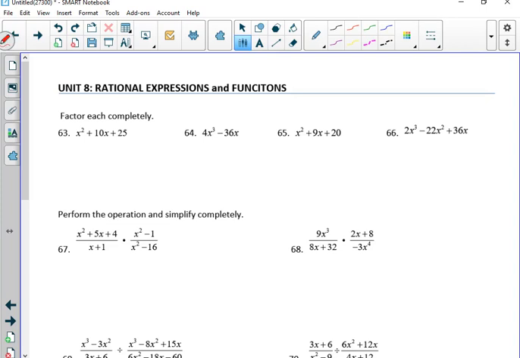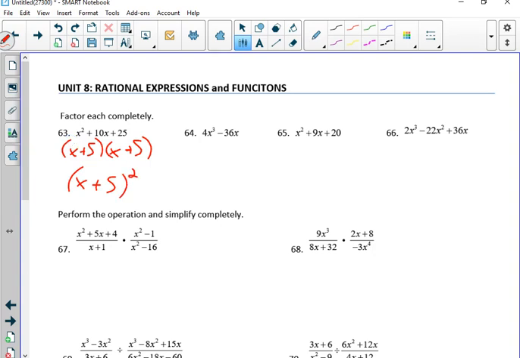Unit 8, rational expressions and functions. Factor completely. Okay, this is basically just guess and check. You need two numbers that multiply to give you 25 that add up to 10. That's x plus 5. Another way to write this would be x plus 5 squared.